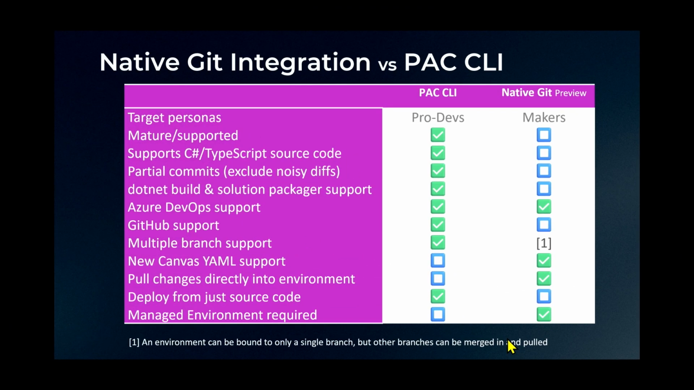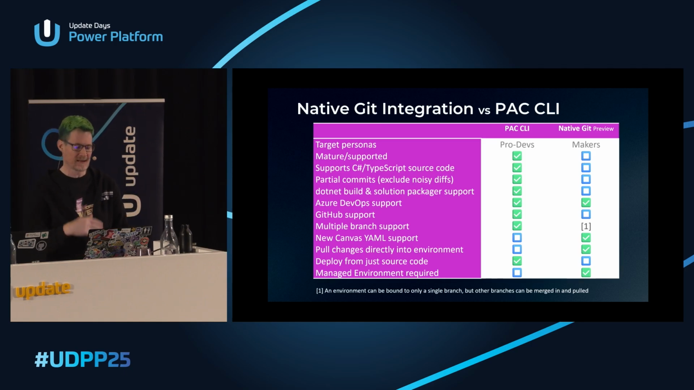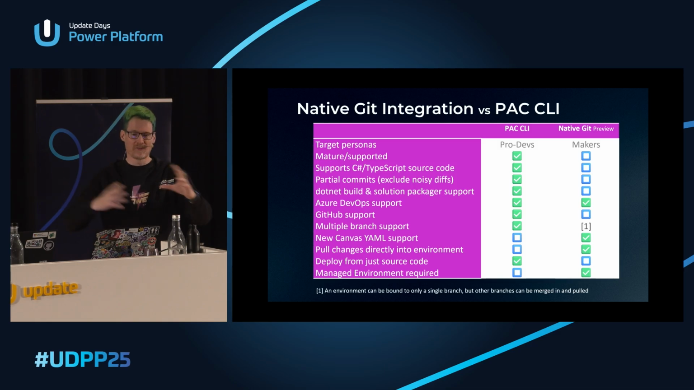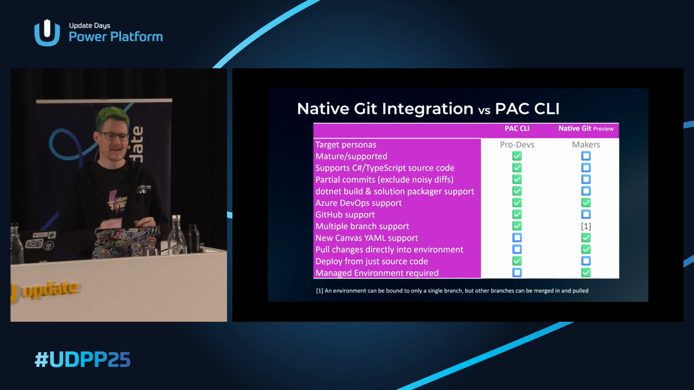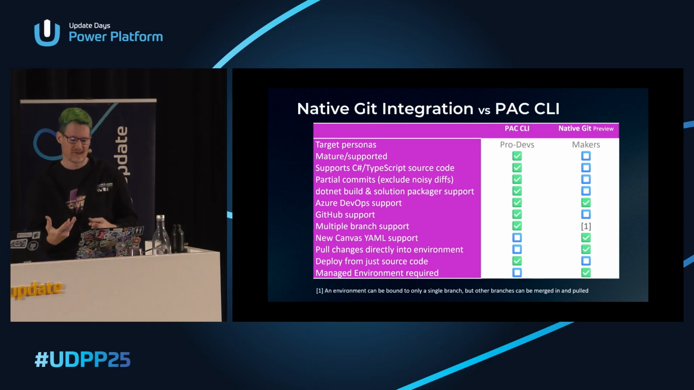This compares the native Git integration with the Pack CLI and gives you some of those choices that you're going to have to make. And we're going to see some of these things in action. So we're going to look at C#, TypeScript source code builds. We're going to look at doing partial commits. That is, rather than just simply taking all of the changes from an environment and putting those into Git, actually selecting which changes you want based on the changes that you've done.